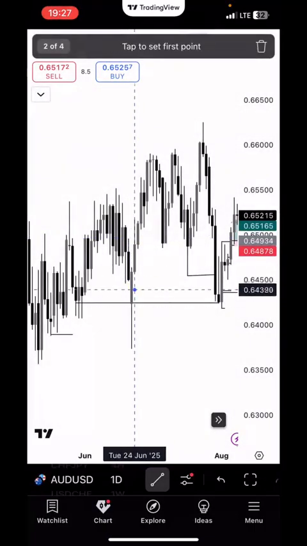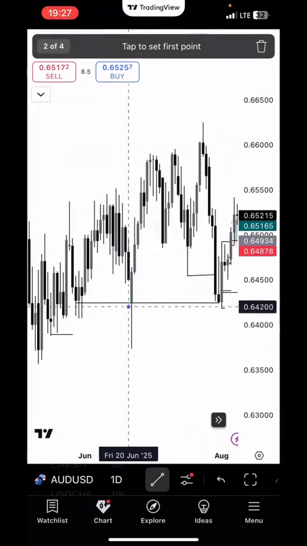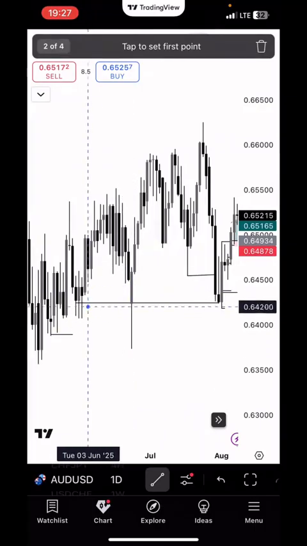I ignored this spread candle here. I think it's a weekend spread, so you ignore it.